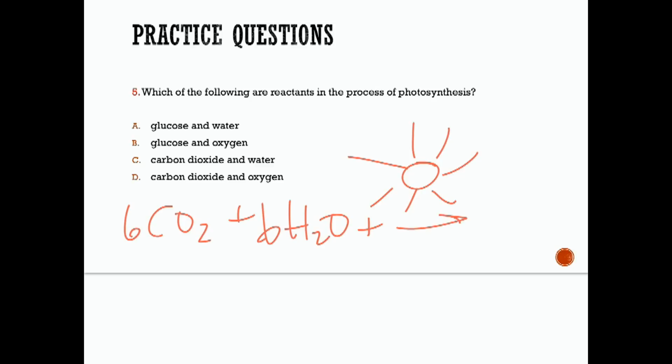Okay, and it yields, or it produces, the glucose, which was C6H12O6, plus the 6O2, the oxygen. Okay, so the reactants are the things that are needed. So you're going to need carbon dioxide, you're going to need water, and you're going to need sunlight, but that's not on there. So carbon dioxide and water would be C for number 5.